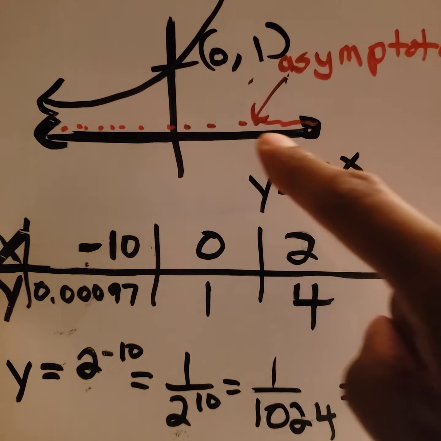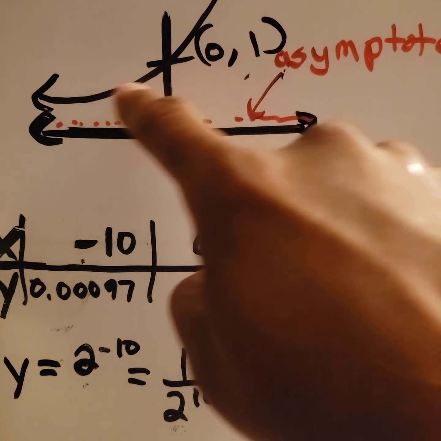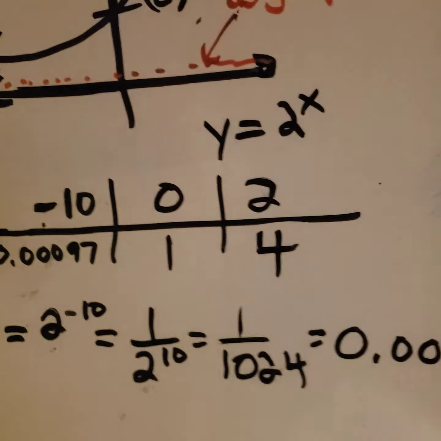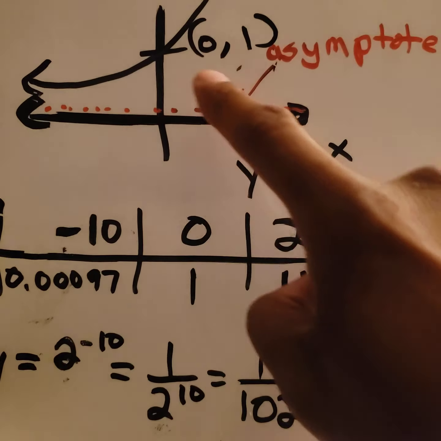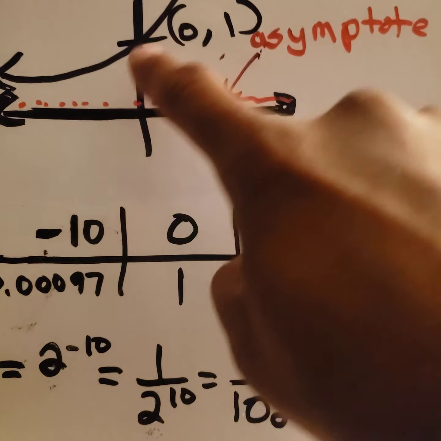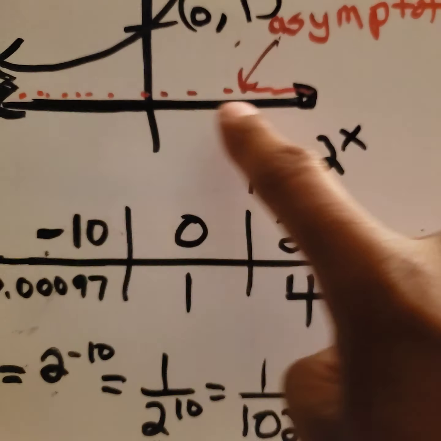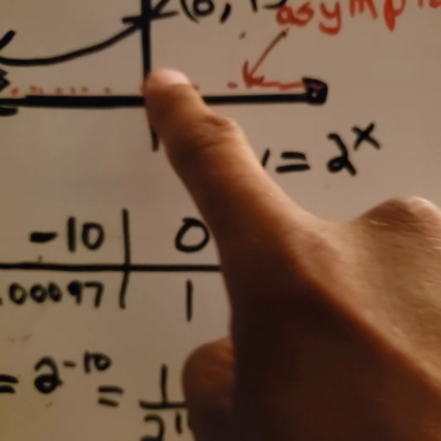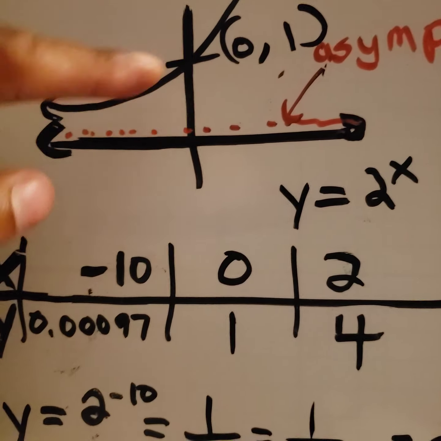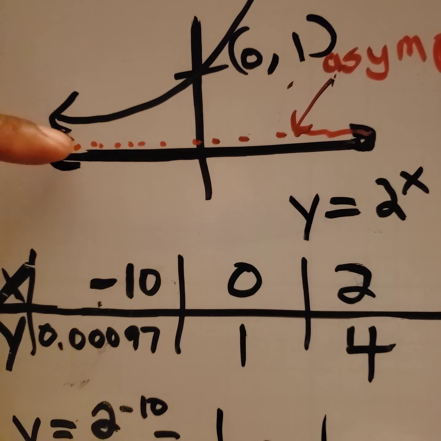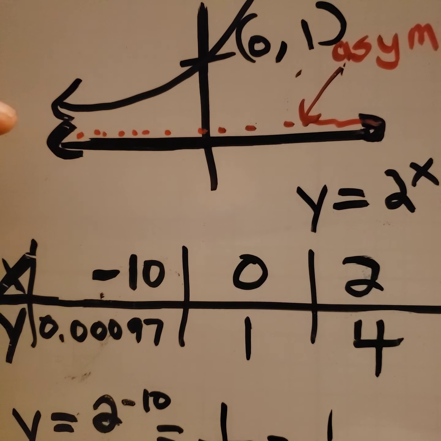Now, remember anything to the power of 0 will be 1, so that's why our graph hits at (0, 1). And if x was 2, it would be 4, and it's going to increase exponentially very quickly. Now, you might be wondering, why do we have this asymptote? An asymptote, remember, is an invisible line that your graph never touches. The graph goes toward this line but never goes through it.